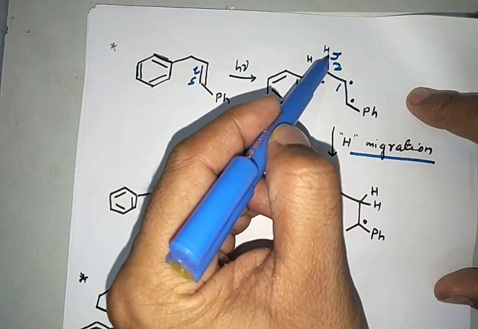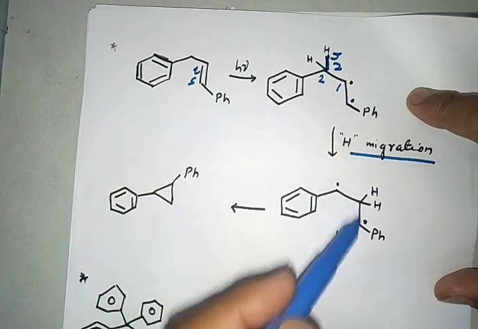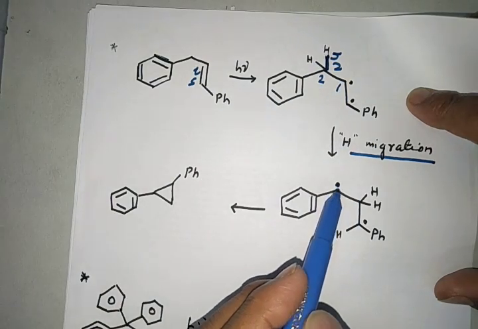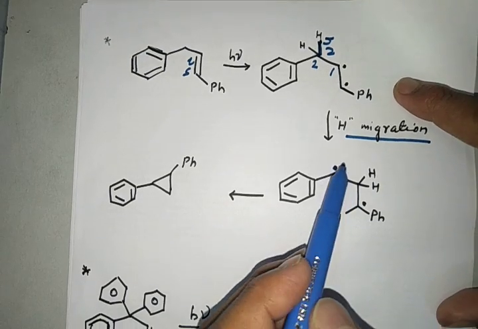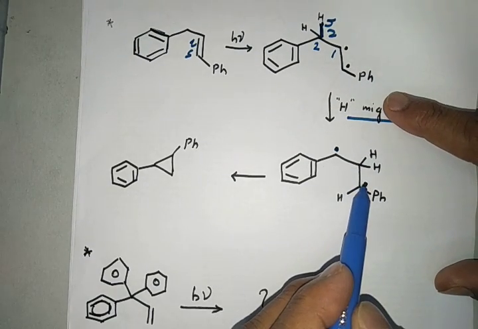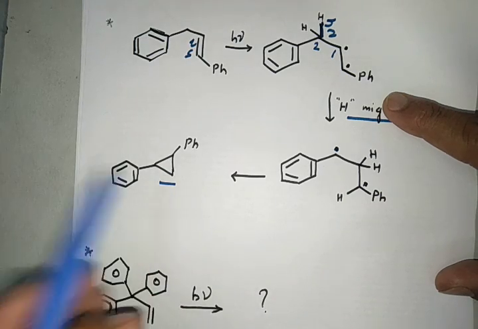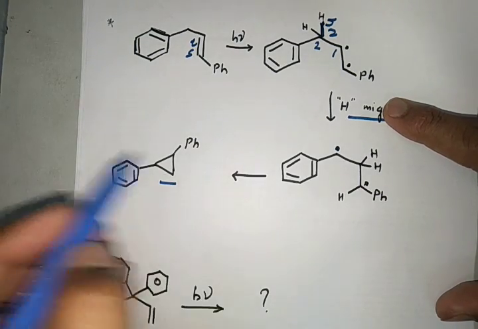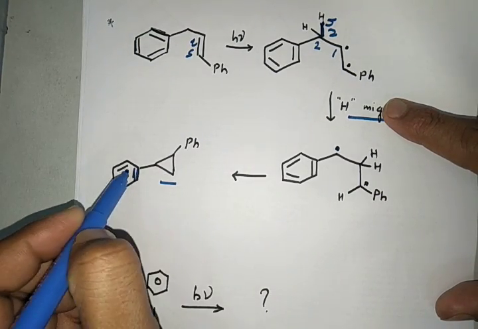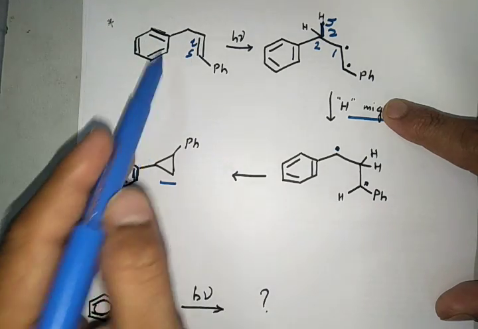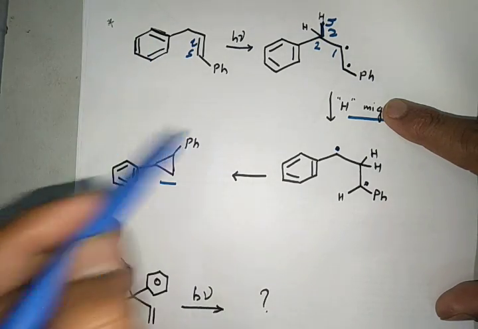So this H is transferred to this carbon, and there is a generation of a free radical on this benzylic carbon, and there is a formation of this cyclopropane ring, and this pi bond of this di-pi system remains as it is. This is the product which forms in this reaction.